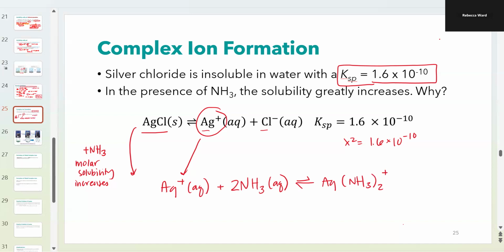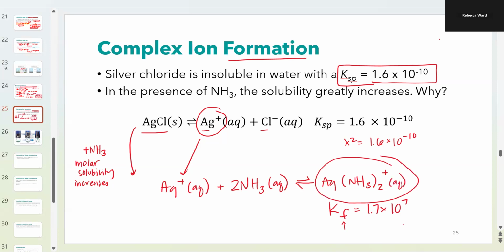The reason this is so effective at dissolving the silver chloride is because this has a huge K value, that's K of formation, our complex ion formation, and these are always big numbers. In this case, it's 1.7 times 10 to the 7th. So we really favor the formation, and this is also in the aqueous phase. As soon as we generate even a very tiny amount of Ag+, all of that Ag+ goes immediately to making this complex ion.